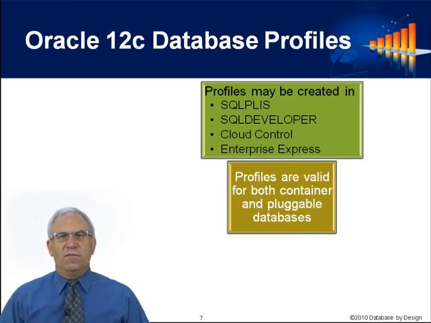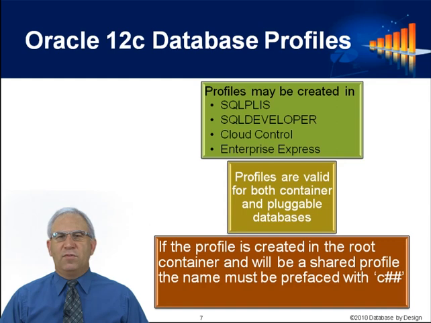So if you create a profile in a pluggable database and you move that pluggable database from one container to another, the profiles would go with it. If the profile is created in the root container and will be a shared profile, the name will be prefixed with something like C##. By the way, that's important to note. Any objects that you see with C## are going to be shared across all pluggable databases. For example, we've created a shared profile called GoGoProf.